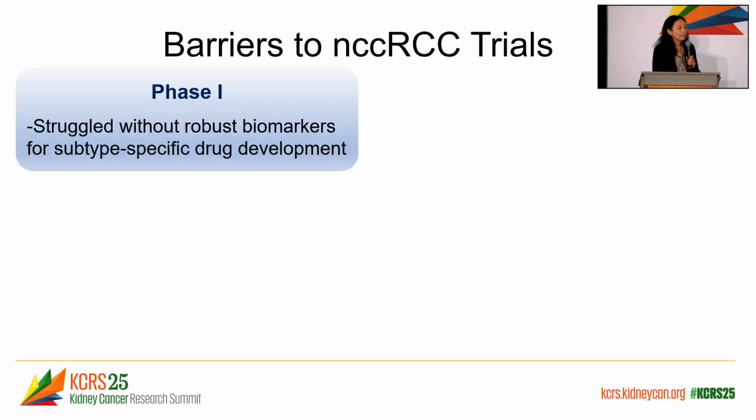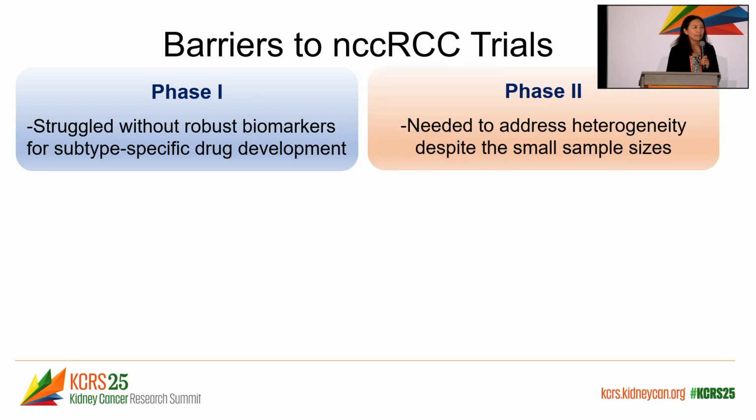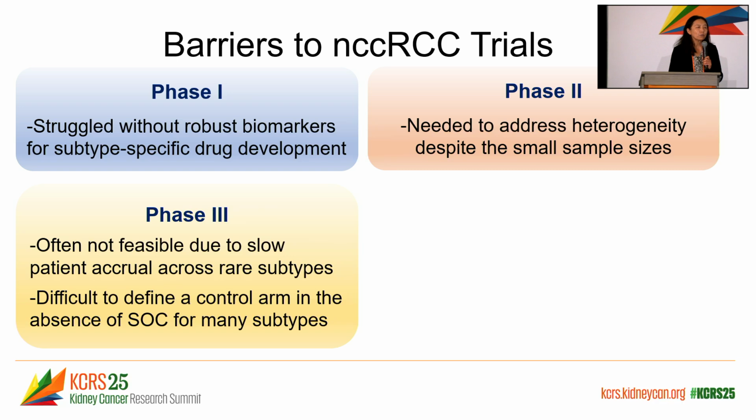The phase 1 study struggled without robust biomarkers to guide subtype-specific drug development. For phase 2 study, we need to address heterogeneity despite very small sample sizes in the phase 2 setting. Phase 3 trial is often not feasible because of slow patient accrual for many rare subtypes. Also, it's difficult to define a control arm in the absence of established standard of care for many subtypes.